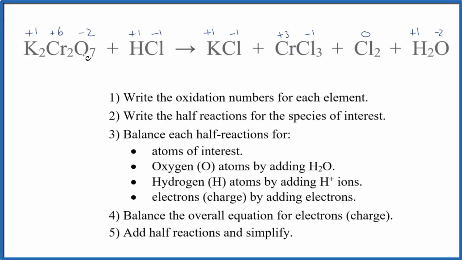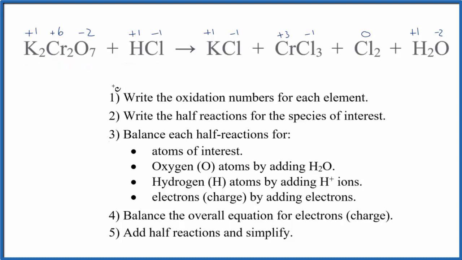Let's balance the redox reaction for K2Cr2O7 plus HCl. This is potassium dichromate, and this is hydrochloric acid. We'll do this in acidic medium, and we'll use the ion-electron method, also known as the half reaction method.